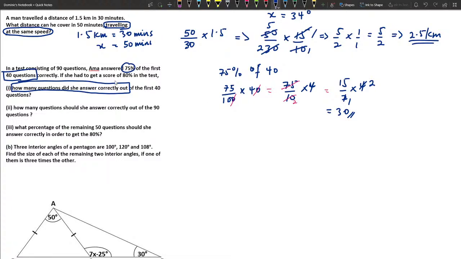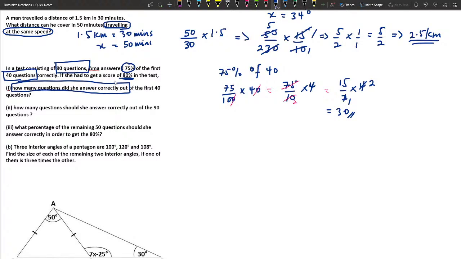Okay, so Harry is the agent blue tie. Now they are saying, out of how many questions should she answer correctly out of the 90 questions in order to get 80%? In order to get 80, not 75%. The 75% is linked to the 40. Now 80% should be linked to the 90. So now we are going to find 80% of the 90 questions. Maybe the 80% is their pass mark.